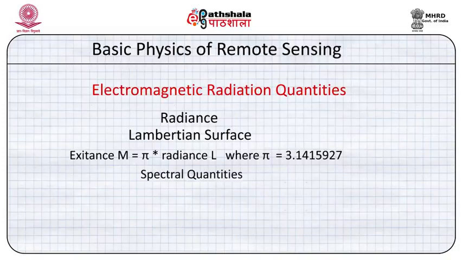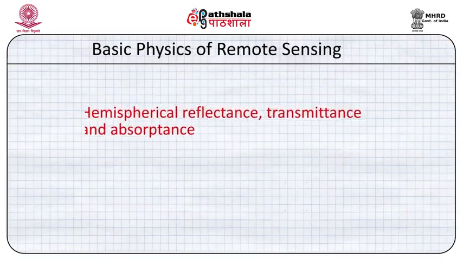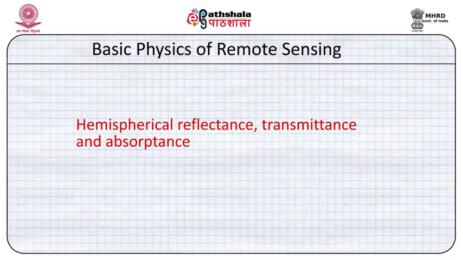The spectral quantities, that is spectral electromagnetic radiation, that is the electromagnetic spectrum, consists of continuous frequencies or wavelengths, each of which carries a share of the total radiant flux. Now, the energy which travels from the sun reaches the surface of the earth, as I told you, through that, it crosses the atmosphere and then reaches the surface of the earth. So, in that process there are other phenomena that take place. One is called hemispheric reflectance, transmittance and absorptance.